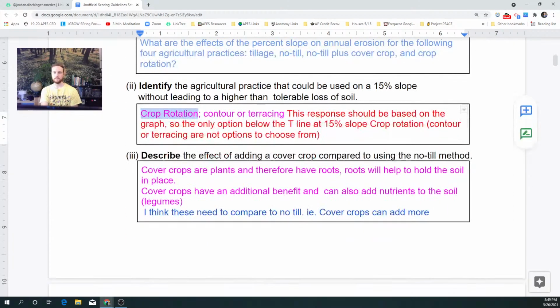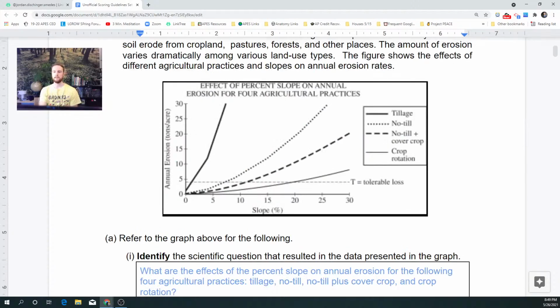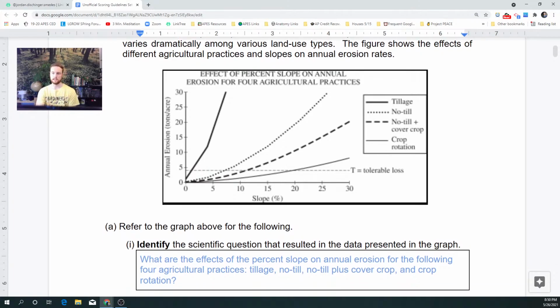So there you go. Describe the effect of adding a cover crop compared to using the no-till method. So we have no-till, dotted line, versus no-till plus cover crop, dashed line. If we look at this, it's pretty clear that when we add a cover crop to no-till, we're getting lower annual erosion at every slope, regardless of the slope. So there you have it. Tell yourself the story. What's the story of the graph? The story of the graph is that if we add a cover crop to no-till, the line goes lower, it goes down, meaning less annual erosion of topsoil across all slopes. So, you know, all things equal.